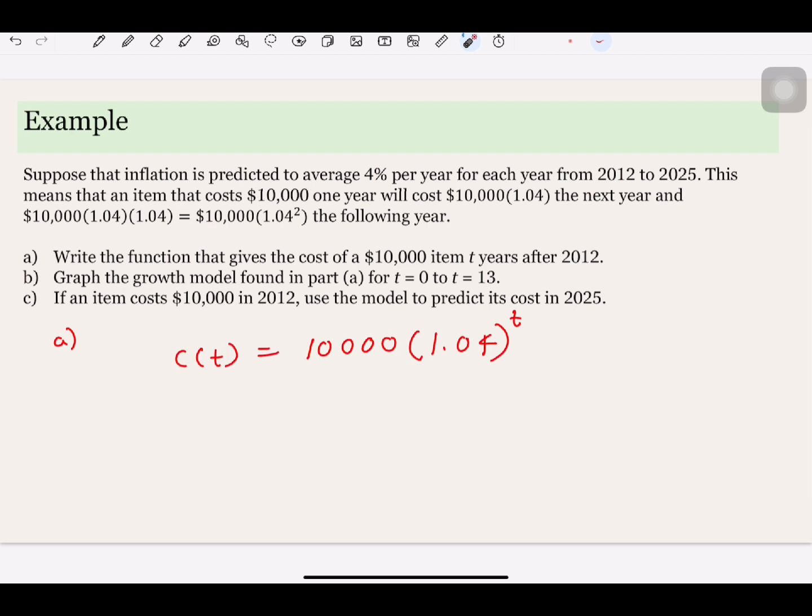Here the base 1.04 reflects the annual increase of 4%, the coefficient 10,000 is the initial cost, and the exponent t counts the number of years after 2012.